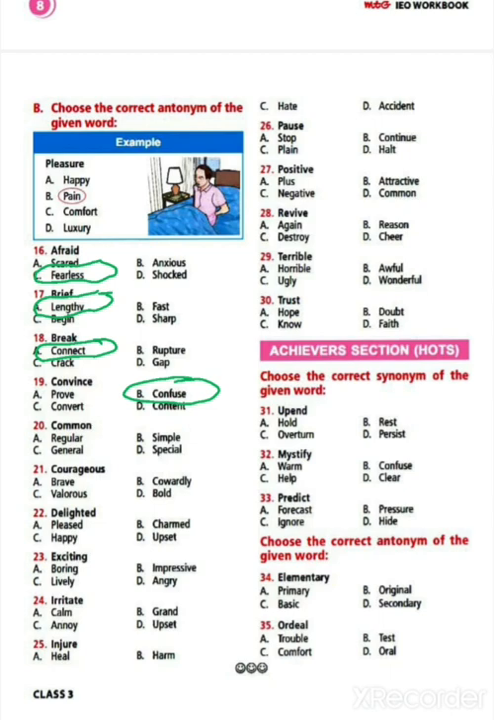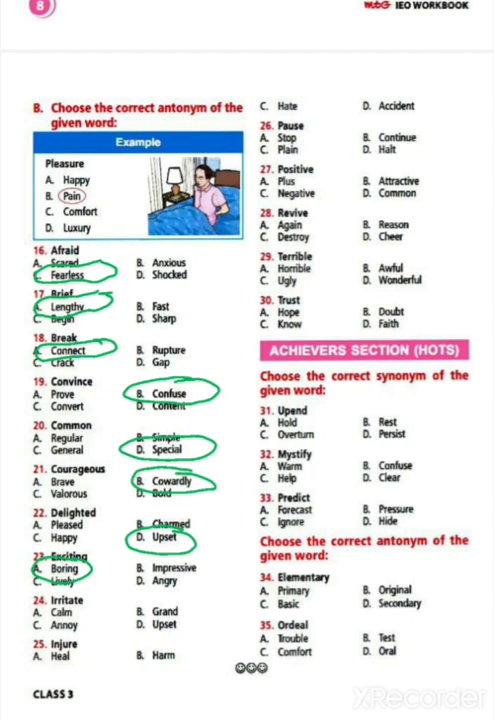Then number 20 is common. Here the opposite will be D, special. Number 21, courageous. Here the opposite will be cowardly. Number B, cowardly. Number 22, delighted. Your opposite will be D, upset. Number 23, exciting. Your opposite will be boring. You're excited about something and just the opposite is you're finding something very boring.